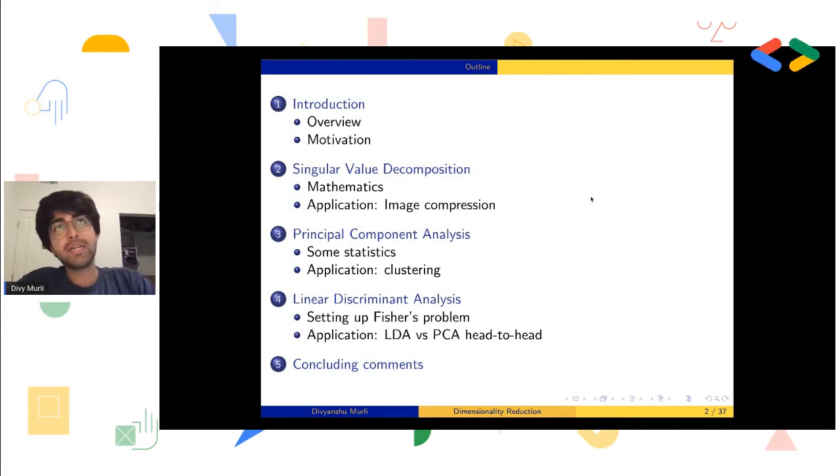PCA, however, is an unsupervised learning technique, whilst LDA, linear discriminant analysis, is a supervised dimensionality reduction technique. Both of these are good at what they're meant for, but in the case where we have class labels, LDA might be the better solution. So I'll give an example of a head-to-head competition between PCA and LDA.